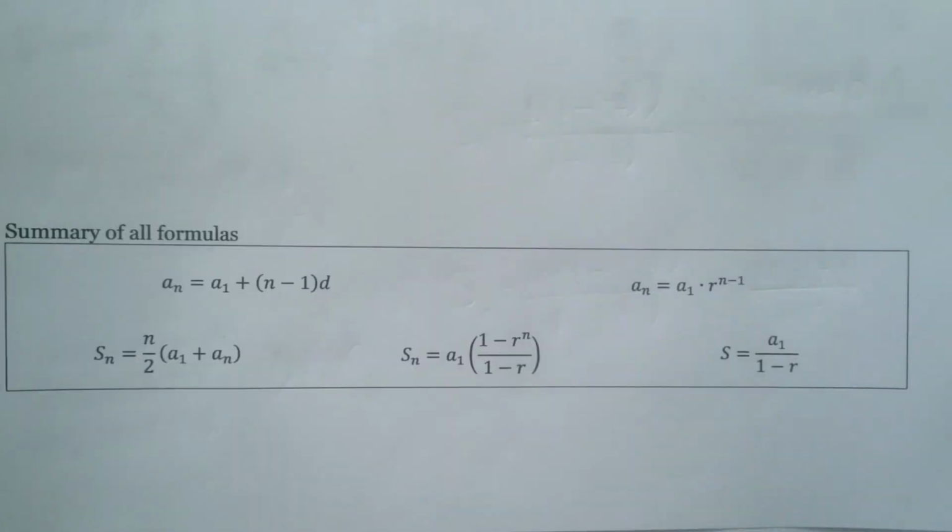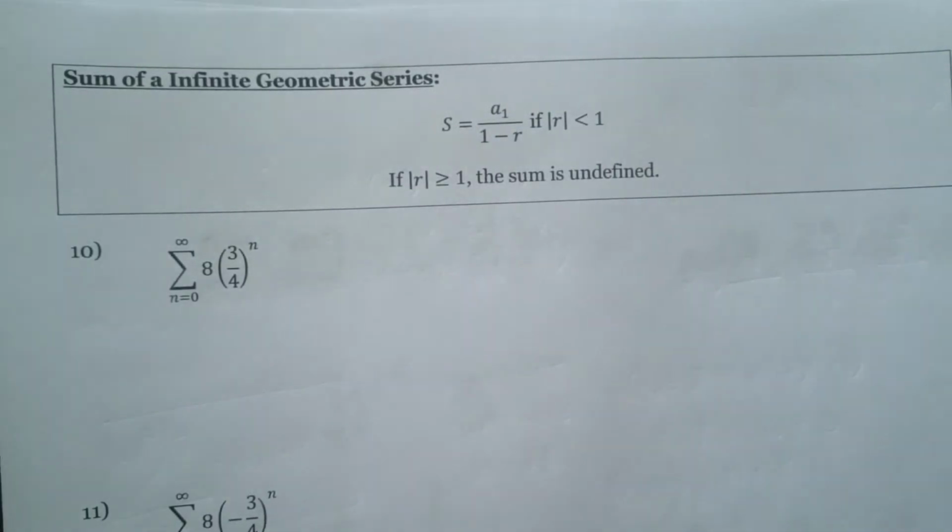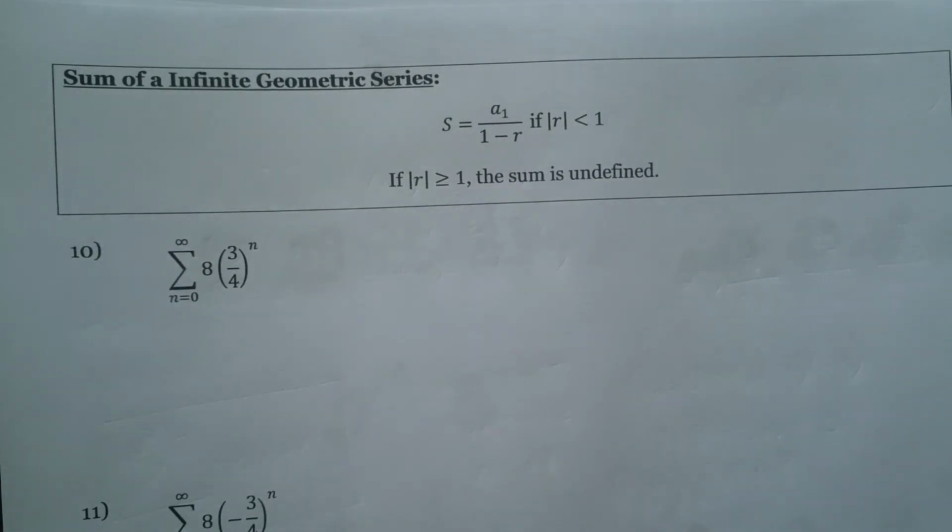All right. Then we have one more formula. What's crazy is that with geometric series, if I just add a whole bunch of numbers that have a pattern of being multiplied by something, it actually ends up converging to an answer. It actually ends up converging to a certain number.